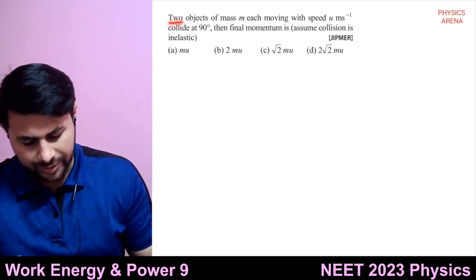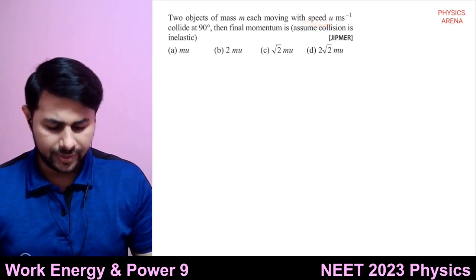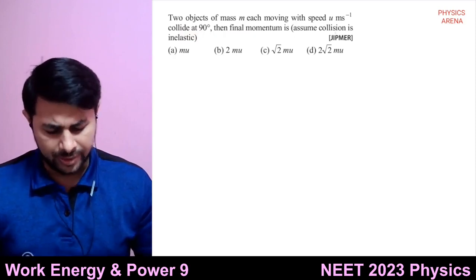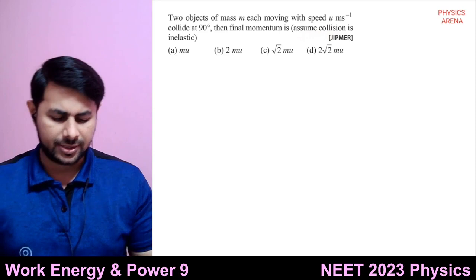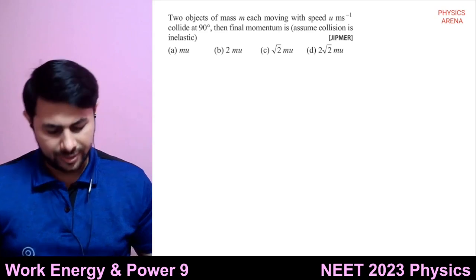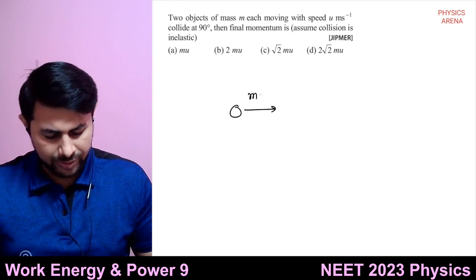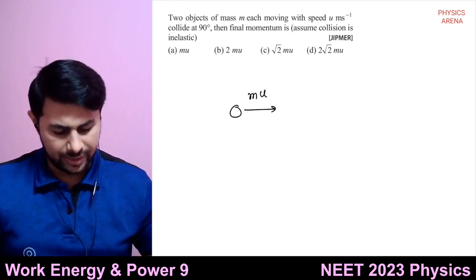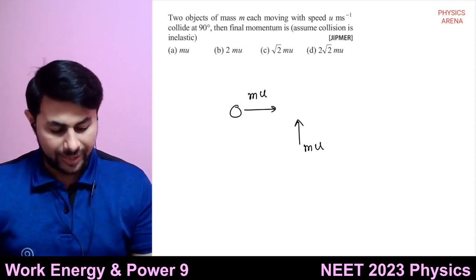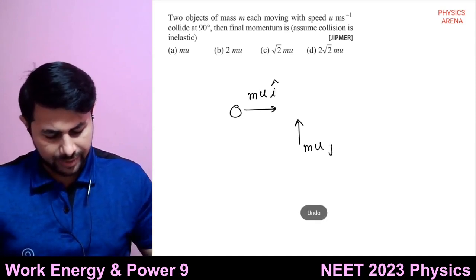Then let's see this one. Two objects of mass m moving with speed u meters per second collide at 90 degree. Then final momentum is, assume collision is inelastic. Tell me, what will you do? Collide at 90 degree. So this is the first one, moving with speed u in x direction. Second one, moving with speed u in y direction. So this is i cap, this is j cap.